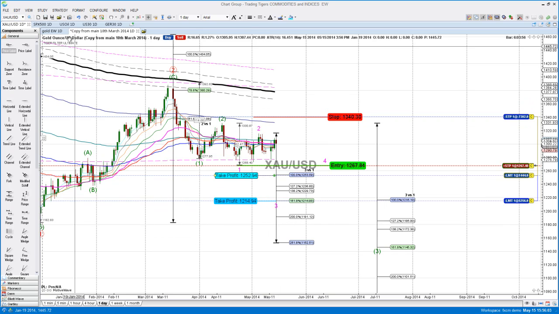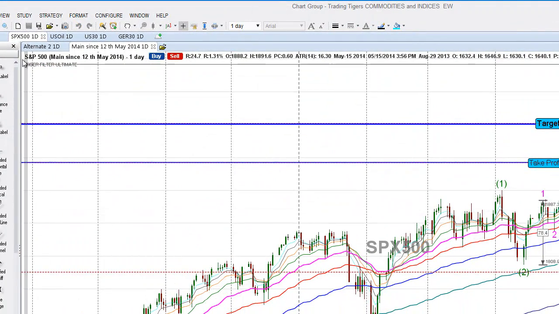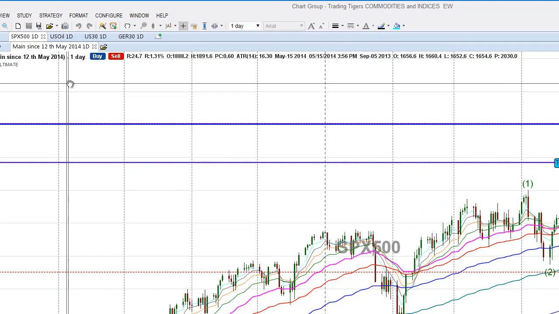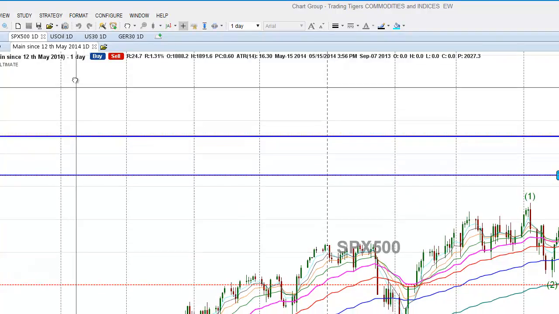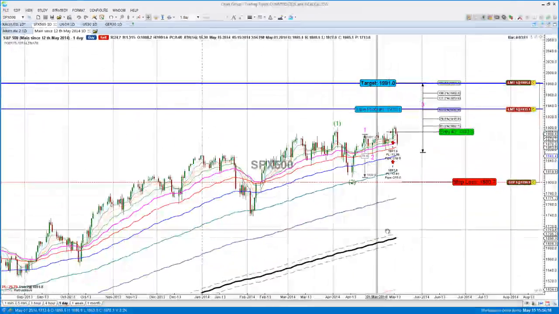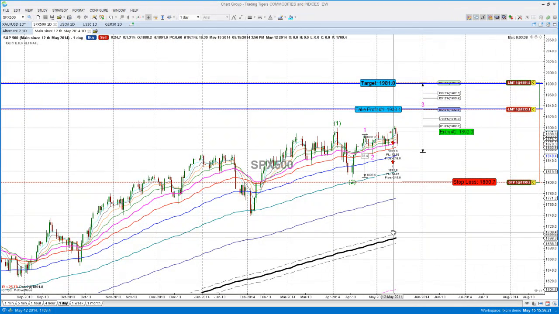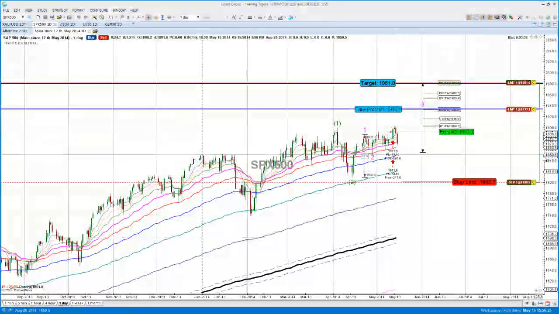Okay, let's move across now to the SPX 500. This is the CFD for the S&P 500, mirror imaging that. We had some trades which we took on May the 12th at the high. Price did go up, and now it's coming down.